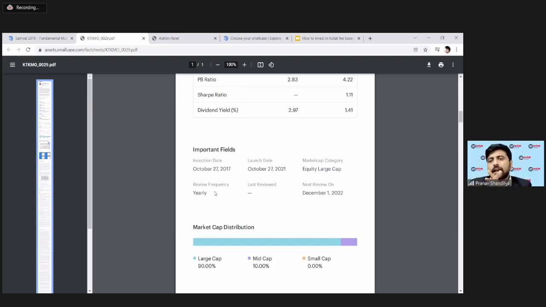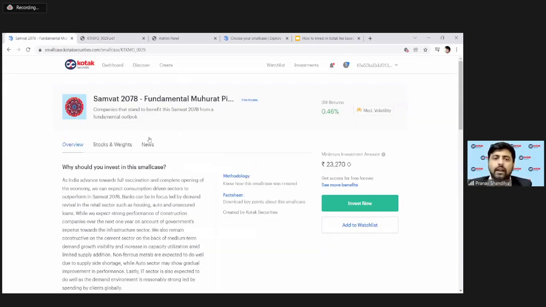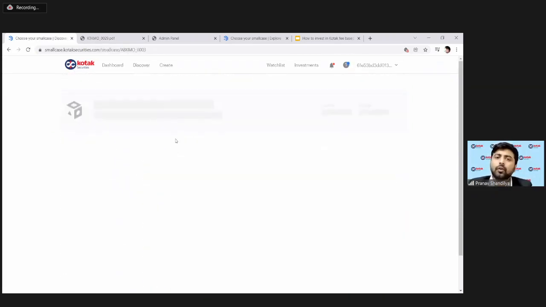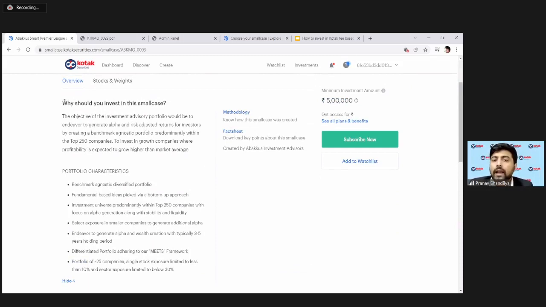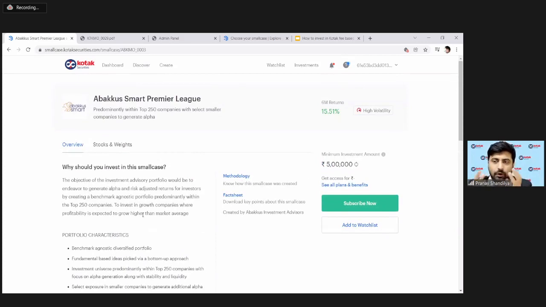Now, let us say that tomorrow you click on Discover, you click on all small cases, and you pick any small case of your choice. In this case, let us take a look at Abacus Smart Premier League. You go through the why somebody should invest in the small case section, you research more about this particular basket, and then let us say you're convinced to start your investment in this basket. Now, let us say, for example, that this basket has 20 stocks in it, and all these 20 stocks have now been picked up in your trading and demat account.